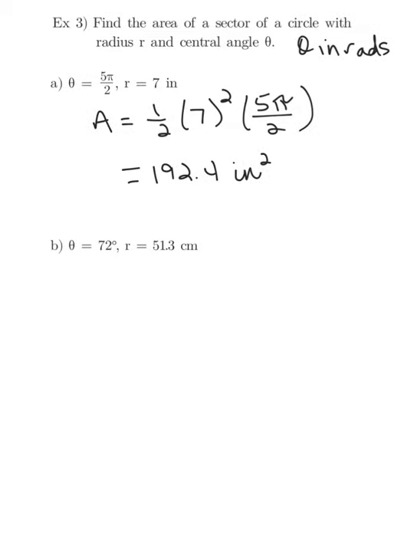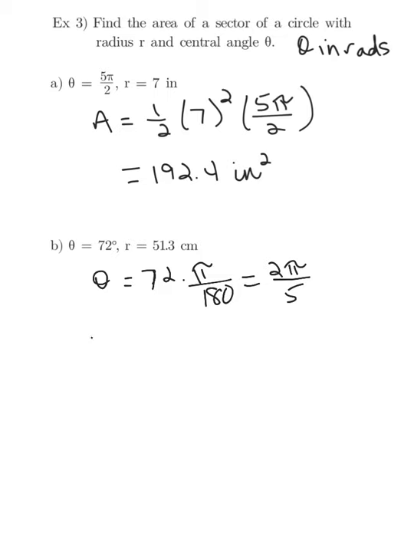On our second example, our theta is 72 degrees and our radius is 51.3 centimeters. Notice that theta is not in radians, so that has to be the first thing that you do. So we're going to do theta equals 72 times pi over 180. Multiply and simplify there. You should get 2 pi over 5 as your angle measure.